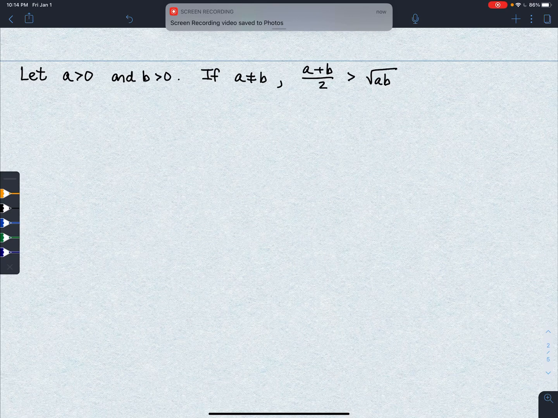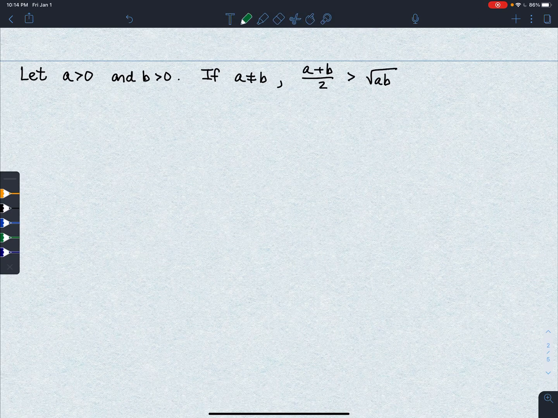In this video, we want to prove that if a and b are positive numbers and they're not equal to each other, then (a plus b) over 2 is greater than the square root of ab. You might remember or have heard before that the quantity on the left is called the arithmetic mean, and the quantity on the right is called the geometric mean. So we're basically saying that given any two numbers, their arithmetic mean is larger than their geometric mean.